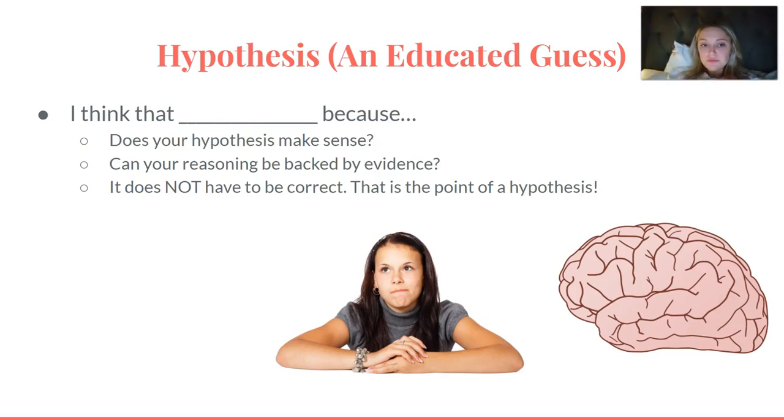Now, you can write it in the same way that you've written in class where you said, I think that blank because. Tell us why. Why do you think that's going to happen? Does your hypothesis make sense? Is it reasonable? Can your reasoning be backed by evidence? So if you happen to say that you think the magazine paper is going to fly the furthest, well, why do you think that? Is it going to be proven by the end of your experiment that you're correct or incorrect? Okay?